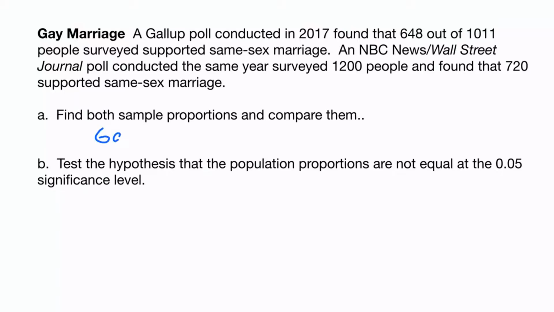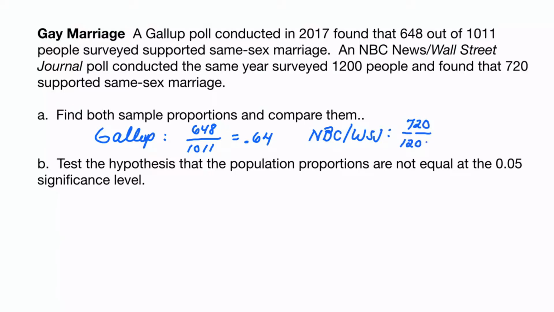So we'll start with the Gallup poll. In the Gallup poll, we had a total of 648 out of 1,011 people surveyed supporting gay marriage, which gives us a sample proportion of 0.64 or 64%. For the NBC Wall Street Journal poll, we had 720 people supporting same-sex marriage out of 1,200 people surveyed, which gives us a sample proportion of 0.60 or 60%. So we can see that the two polls had different sample proportions.